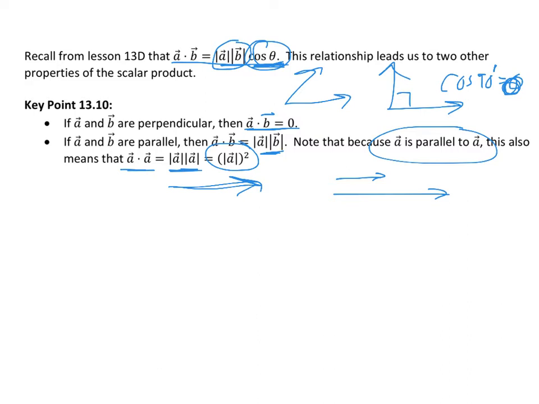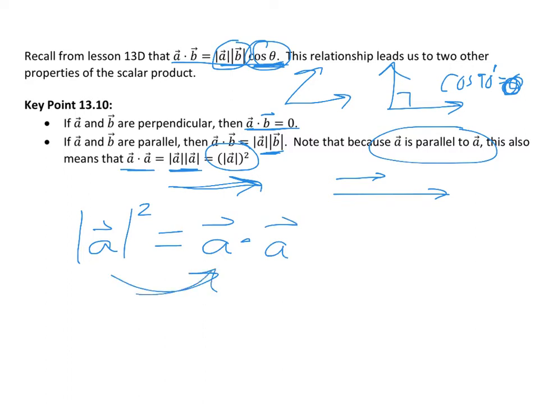So it's worth noting that if you're ever working on a show problem and they tell you something about the magnitude of a vector squared, you can transform that into a dot product. So you can go this way, but you can also go the other way around. These are neat properties that we're going to use as we get into some more interesting and weird problems. So let's look at one of those now.